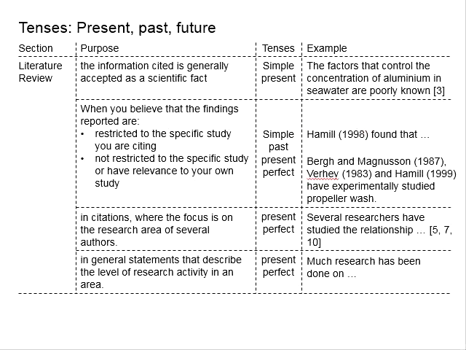Let's say now if you believe that the findings reported are not restricted to the specific study or have relevance to your own study, that means you can use the present perfect tense. For example, the authors here, and the authors here, and the authors here, there are 3 studies. They have experimentally studied the propeller wash, which in this case, you also intend to study.